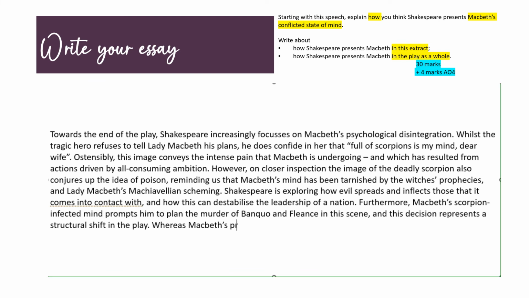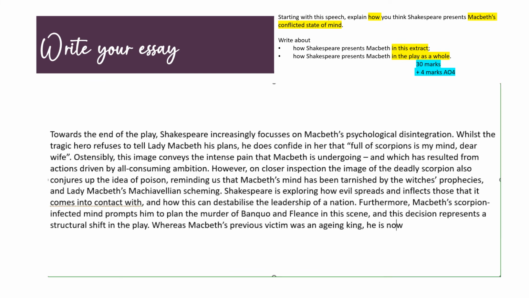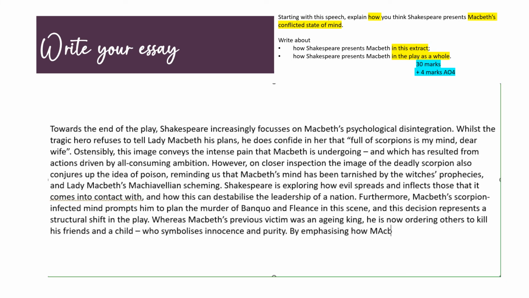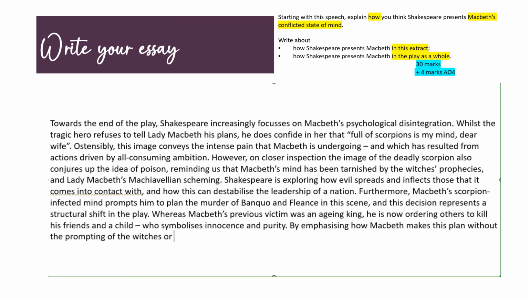"So, whereas Macbeth's previous victim was an aging king, he is now ordering others to kill his friends and a child." There's so much we could say about this, but I'm going to try and stay focused on the question. "And this child symbolises innocence and purity. By emphasising how Macbeth makes this plan without the prompting of the witches or Lady Macbeth, Shakespeare reveals the tragic hero's depths of depravity."